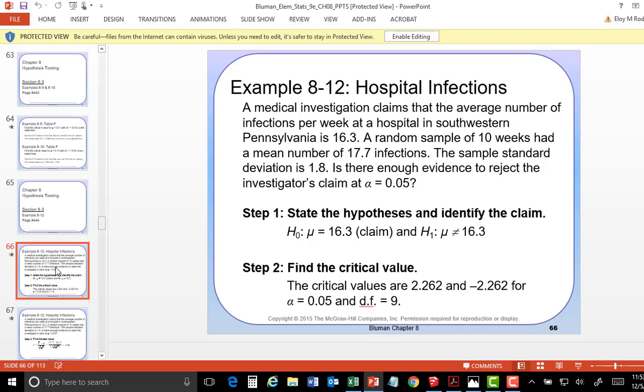Okay, a medical investigation claims that the average number of infections per week in Pennsylvania is 16.3. That's the average, but there's going to be a claim. A random sample of 10 has a mean of 17.7 infections. The sample standard deviation they're giving you is 1.8. Is there enough evidence to reject the investigator's claim at alpha equals 0.05?